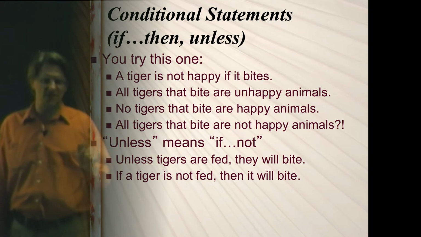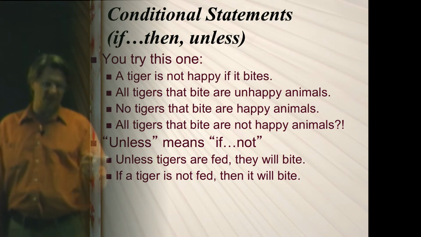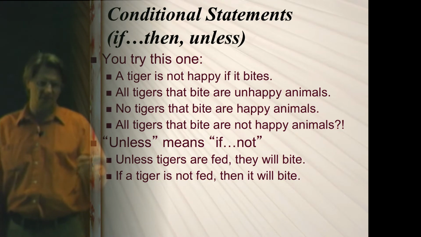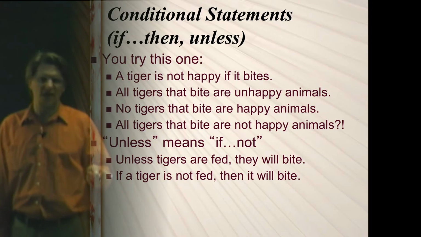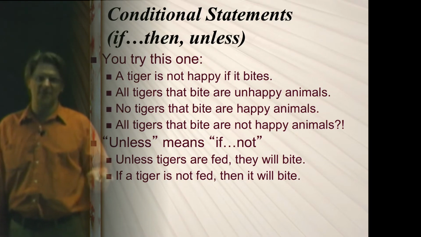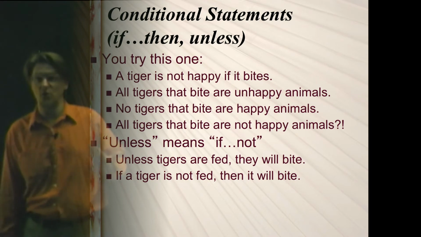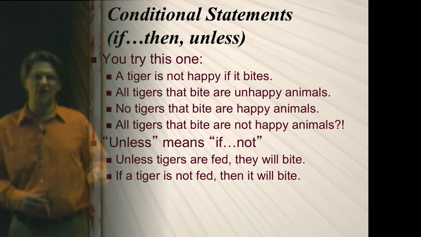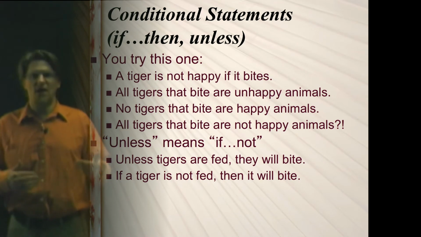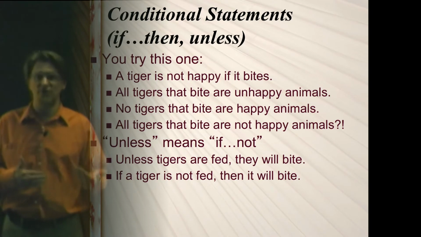So I want to make this clear. Going from unless tigers are fed, they will bite, to if a tiger is not fed, then it will bite, we have not translated the original sentence here. We've taken an intermediate step, and we need to do one more step now to turn it into a standard form categorical proposition. But you want to take this intermediate step because once you get it with the word if at the beginning, conditional statements are hopefully not too difficult to translate.